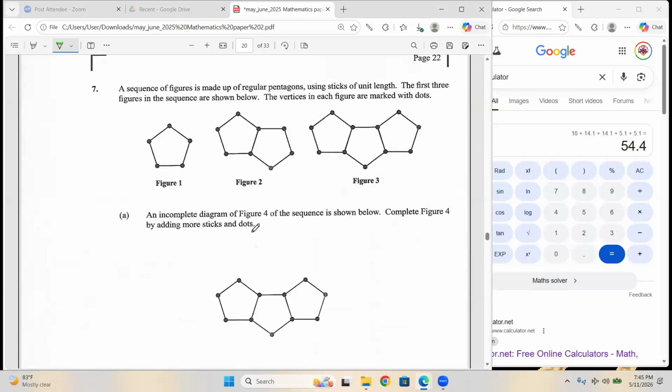Okay, number 7 says a sequence of figures are made up of regular pentagons using sticks of unit length. The first three figures in the sequence are shown below. The vertices in each figure are marked with dots. An incomplete diagram of figure 4 of the sequence is shown below. Complete figure 4 by adding more sticks and dots.